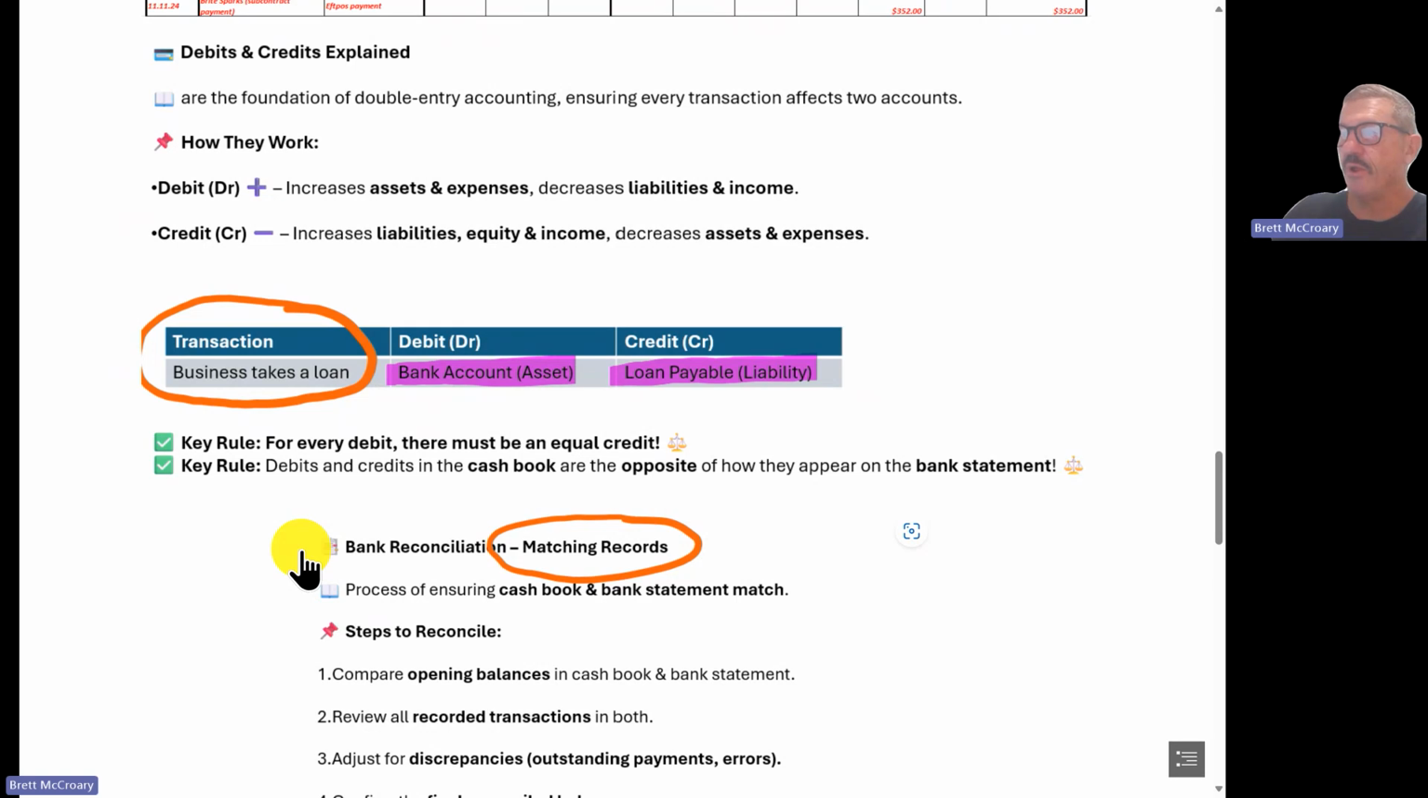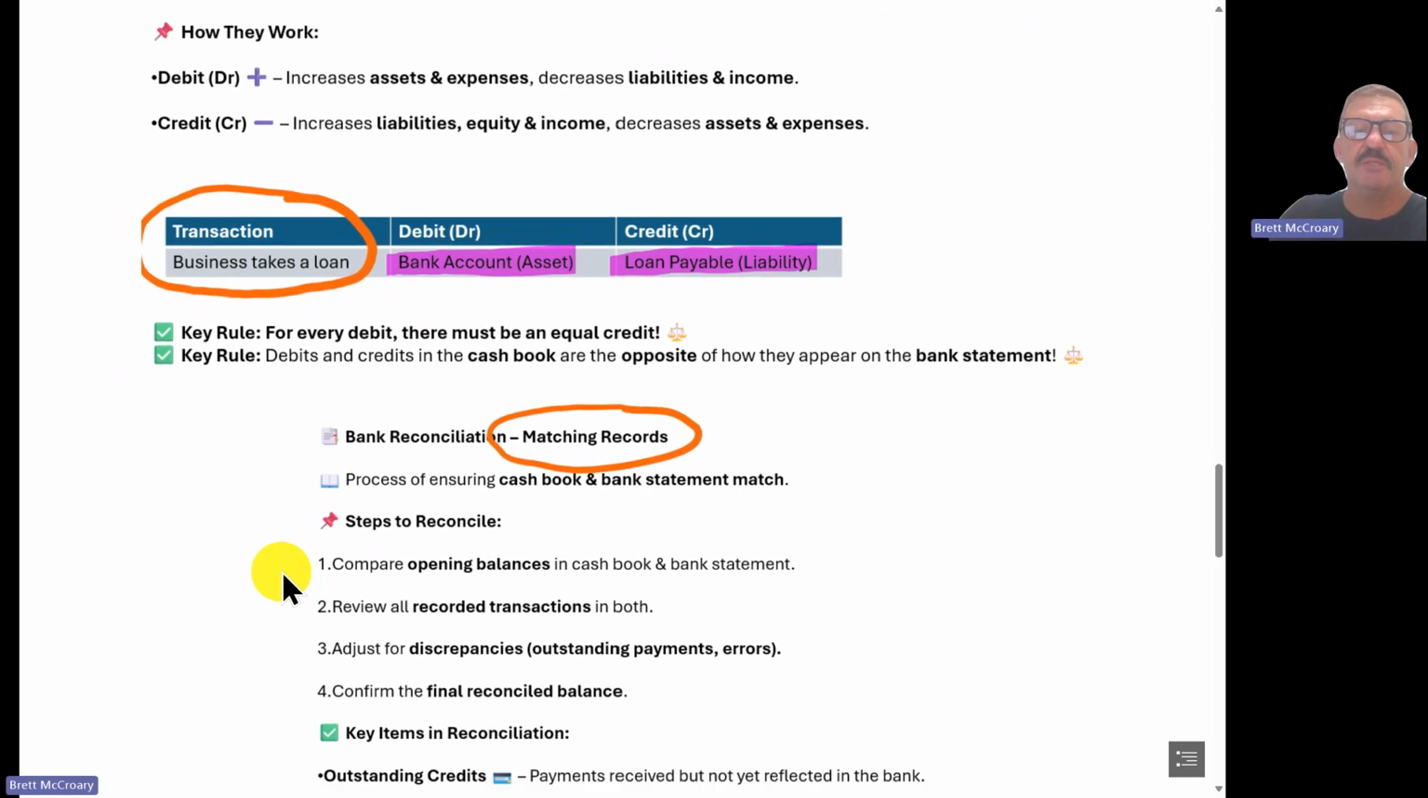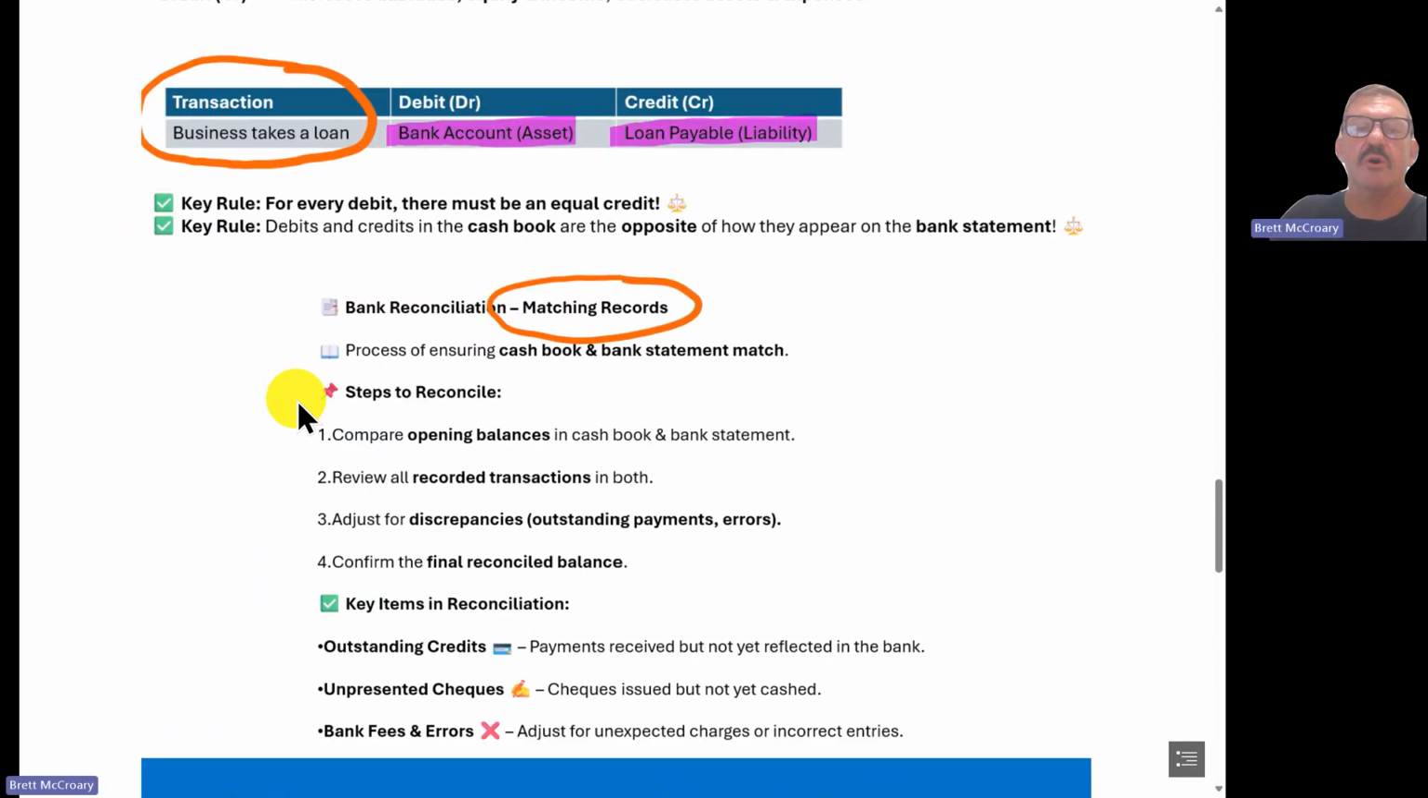So you're matching your records. It's a process of ensuring your cash book and your bank statements match. Now, this would always happen in the software, but this is just real simple for you to understand how it actually works. So let's have a look. Steps to reconcile: compare your opening balances in your cash book and your bank statement. That's your cash book on the left where you've been filling it out, and then you look at your bank statement from the bank.